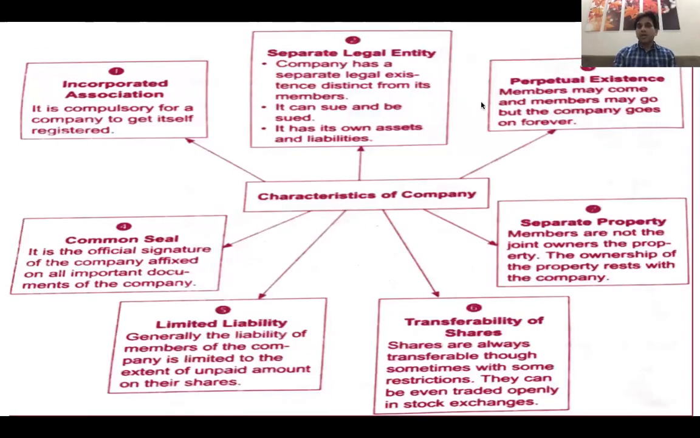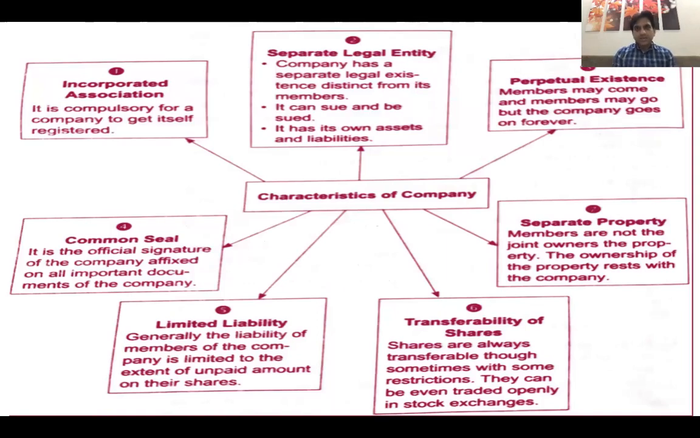So now we can go through the features once again. So the first feature was incorporated association. So we can sum up by this slide. Incorporated association means it is compulsory for a company to get itself registered. If it is not registered, a company cannot be formed.